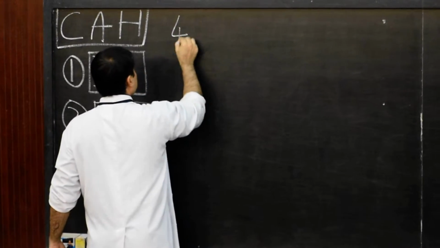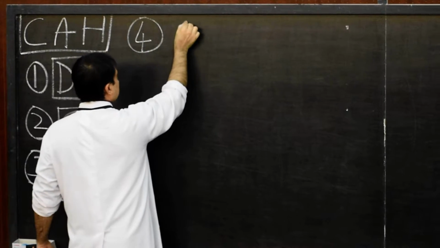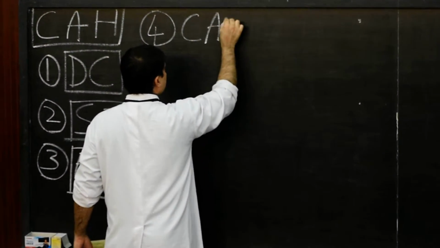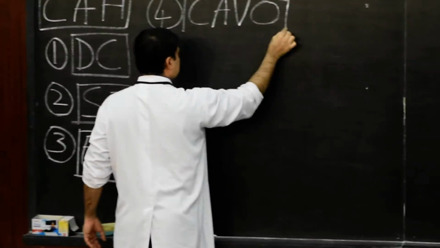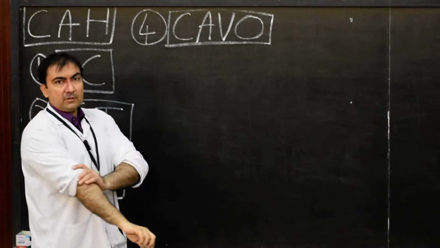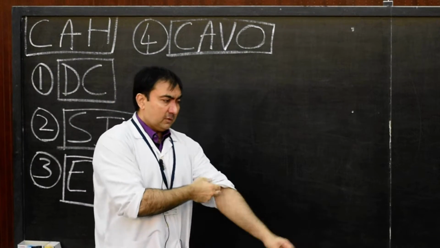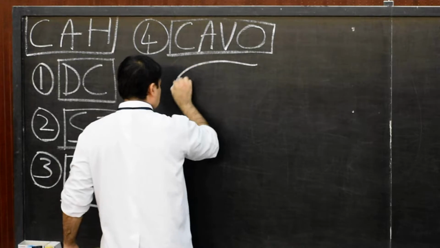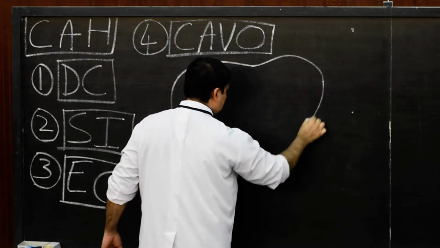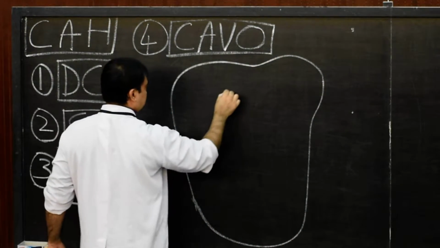Now we come to the fourth anomaly, which is known as common atrioventricular orifice. Very interesting. Common atrioventricular orifice. Now what will happen in the common atrioventricular orifice? If you recollect, I will just explain it to you. No need to draw this diagram. This is just for your explanation.